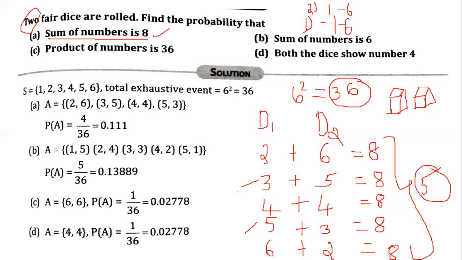Understood? So the probability of A, that is the first event. What is the A event? Event A is the sum of the numbers being 8. So we have 5 outcomes out of 36 outcomes where we are getting the total as 8. Did you all understand?